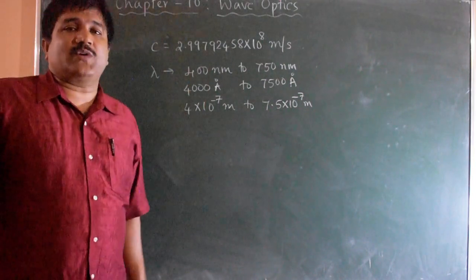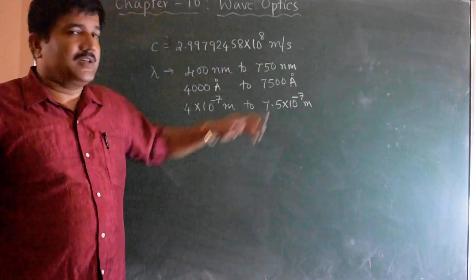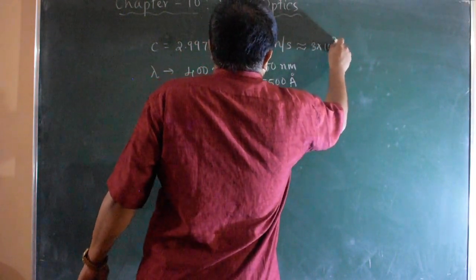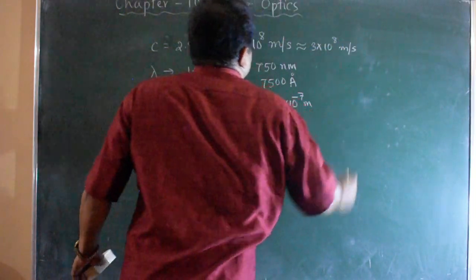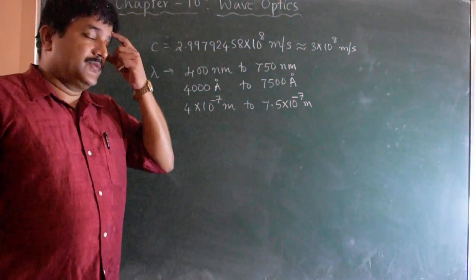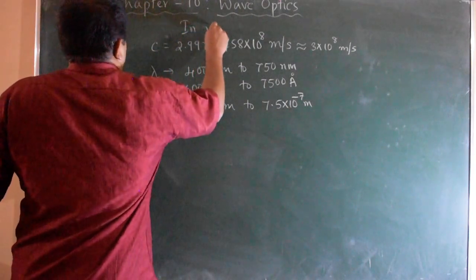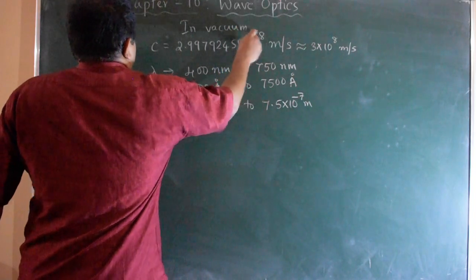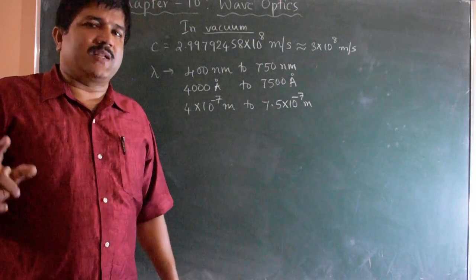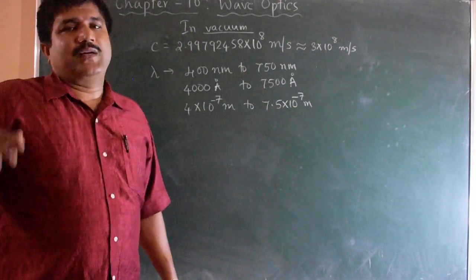Then there is another term, that is frequency. Speed is this much, and we can take approximately 3 into 10 power 8 meter per second for all calculations. This is in vacuum. And in any other medium, the speed will be less than this. So light travels fastest in the vacuum and in other media it will be slower.